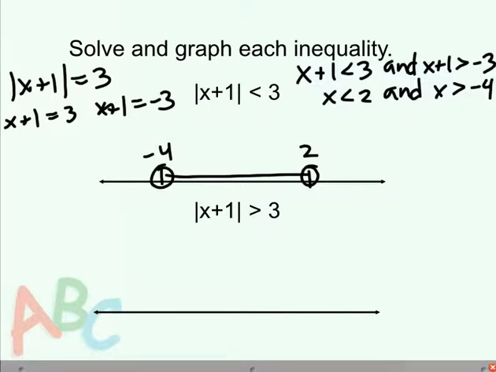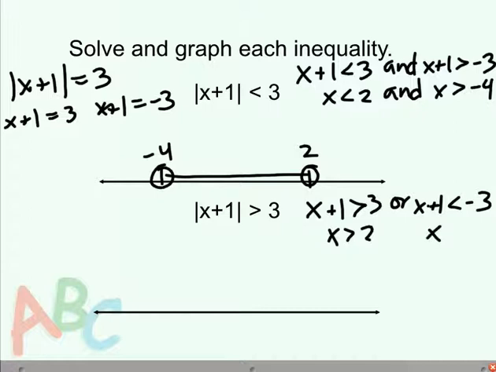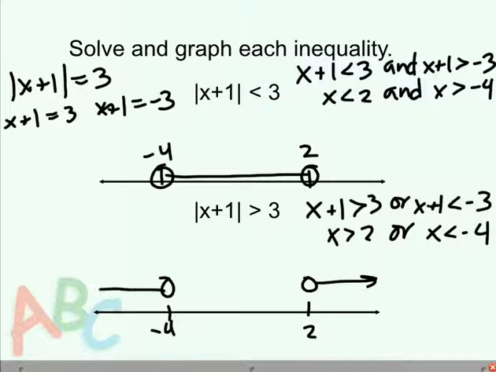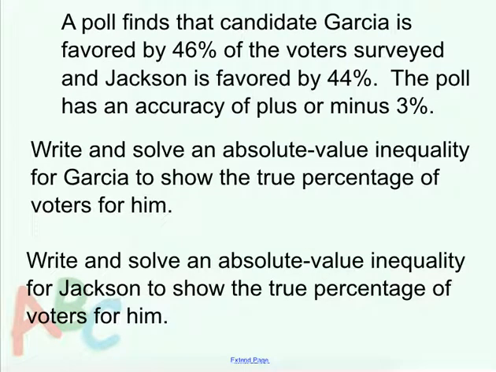So similar here, I'm going to split it up to x plus 1 is greater than 3, or x plus 1 is less than negative 3. And I solve, subtract 1 and get x is greater than 2, and x is less than negative 4. So we put it on a number line, and in this case, since we have a greater than sign, we're going away from each other. All right, so we have our compound inequalities there.